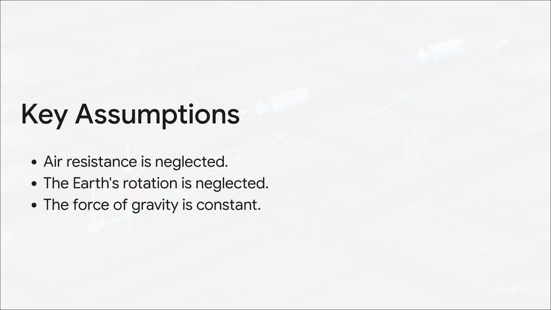Now, to make our lives easier and to actually solve these problems, physicists make a few key assumptions. First, we're going to pretend air resistance doesn't exist. We also neglect the effect of the Earth spinning, and finally, we assume that the force of gravity is constant, always pulling straight down with an acceleration we call g. These assumptions create the ideal model that lets us see the physics clearly.